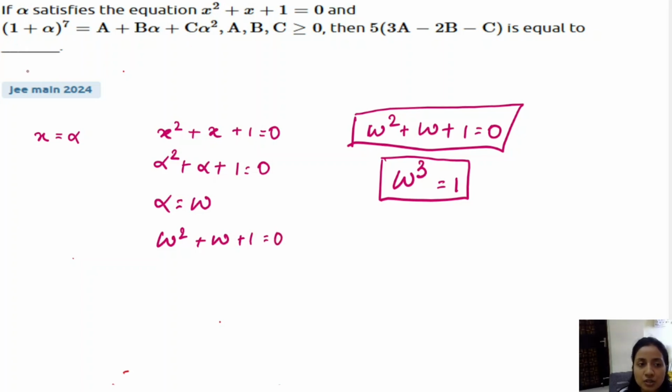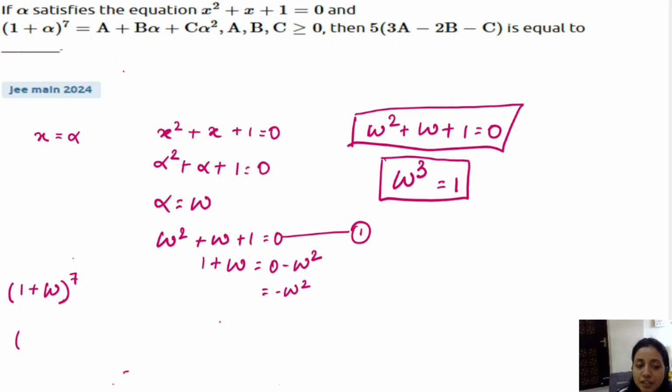Now the given expression, that is 1 plus alpha to the power 7, can be written as 1 plus omega to the power 7, because we have replaced alpha with omega. And we know 1 plus omega, from equation number 1 or from the rule which we already know, is nothing but 0 minus omega square, right? That is just minus omega square. So let's replace this 1 plus omega with minus omega square to the power 7, which is nothing but minus omega to the power 14.